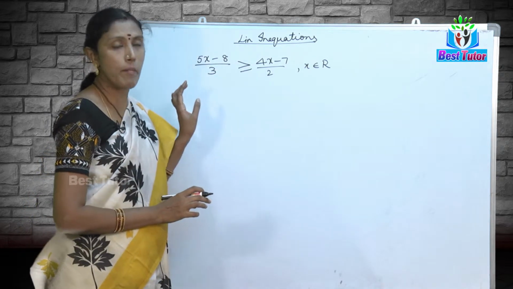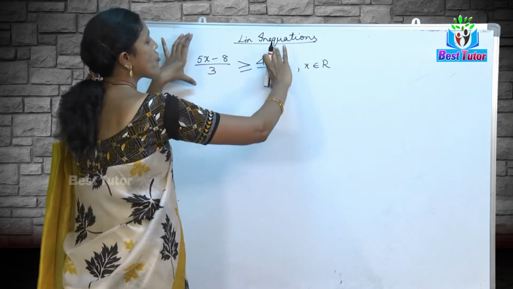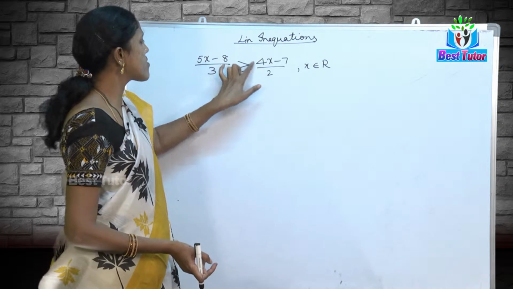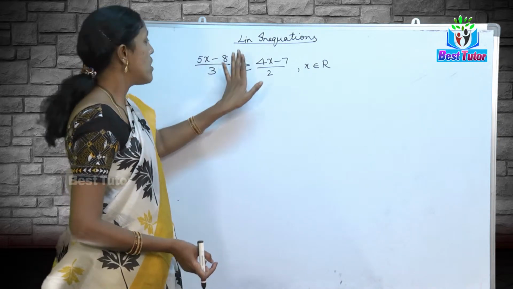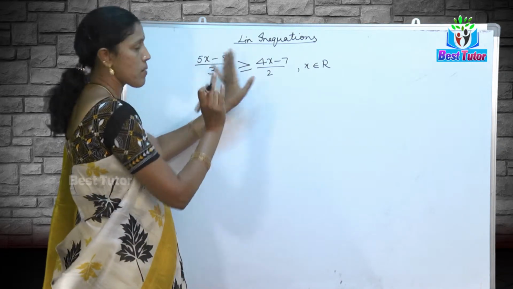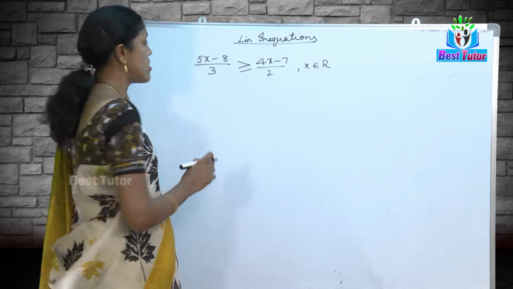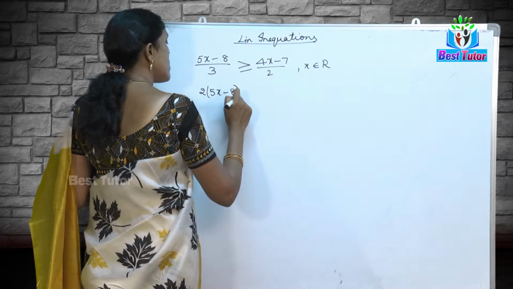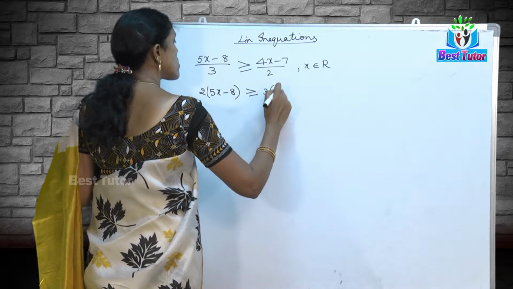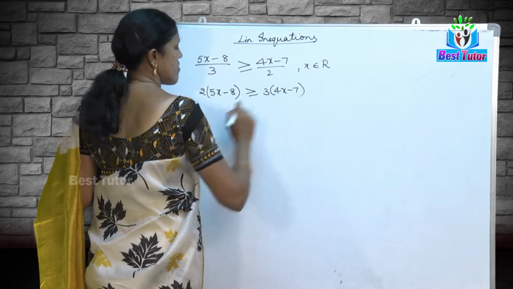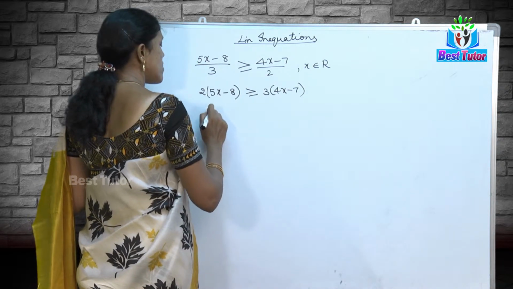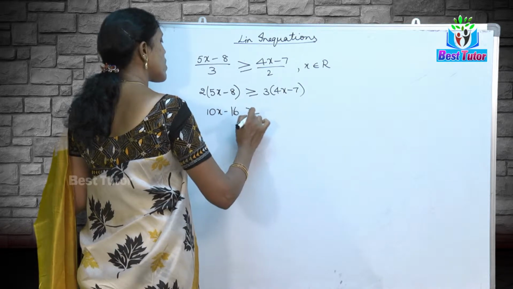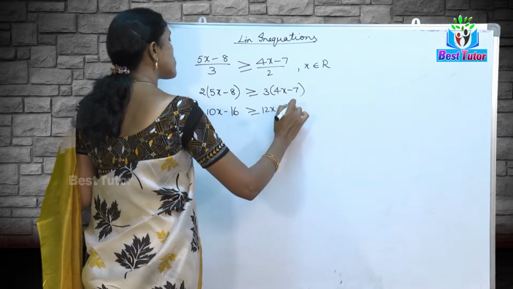Cross multiplication is applicable only when we have two fractions on either side of the equation or inequation. I don't mind whether it is an equation or an inequation. If we have two fractions, you can cross multiply, provided this symbol does not change. 2 into 5x minus 8 is greater than or equal to 3 into 4x minus 7. Now open the brackets. 10x minus 16 is greater than or equal to 12x minus 21.